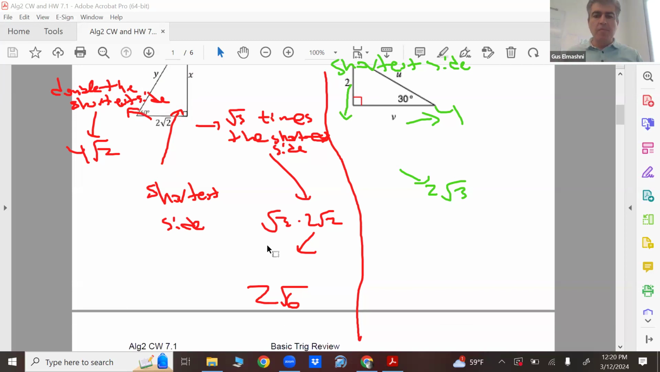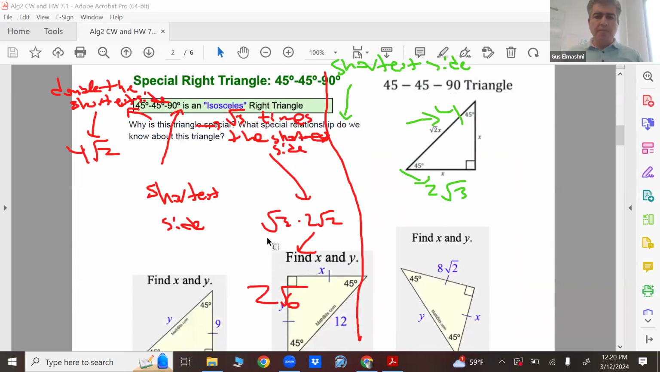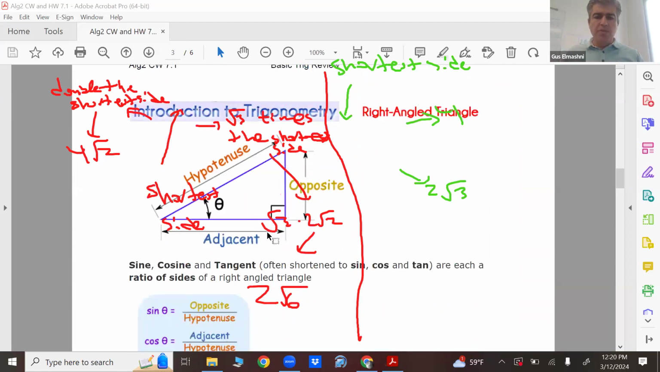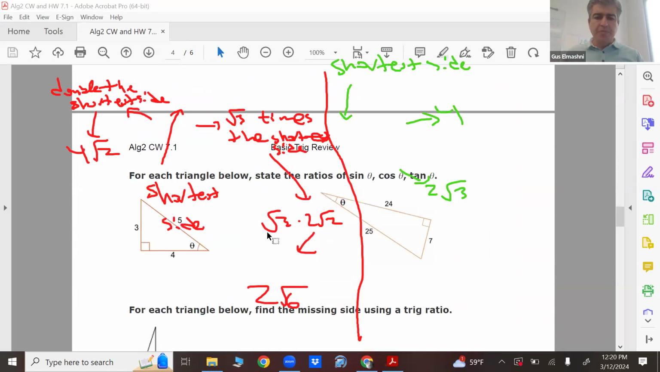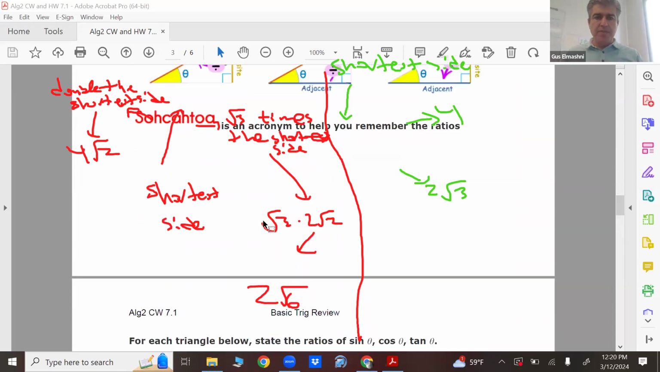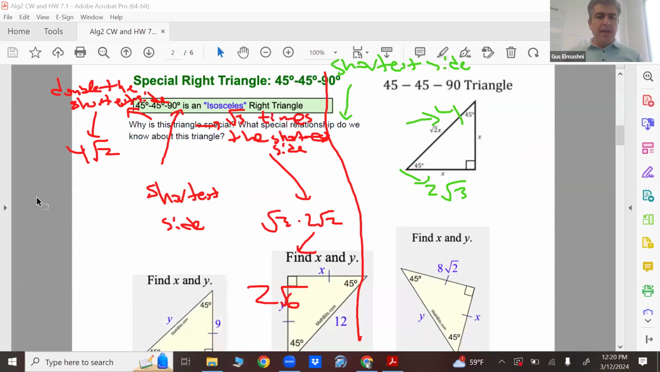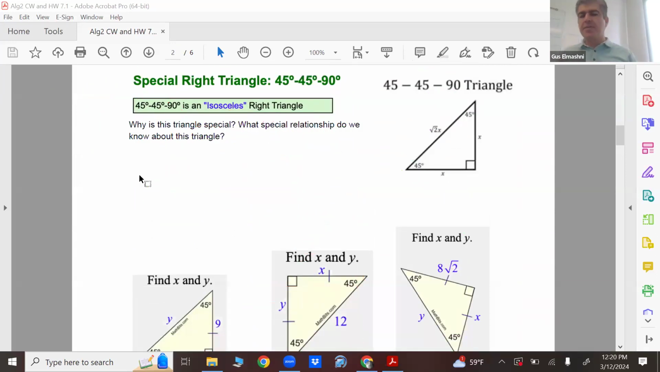Just keep on moving. 45-45-90. And then we'll do some SOHCAHTOA and some practice problems. And then homework will be on pages 5 and 6. Okay, 45-45-90. I think these are actually easier to deal with because it's a nice isosceles triangle. So what makes this one special? Yeah, the sides are proportional.